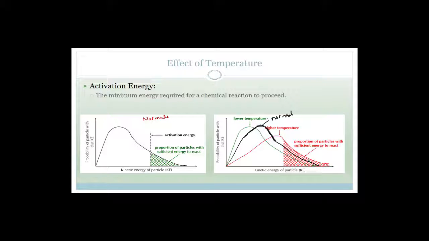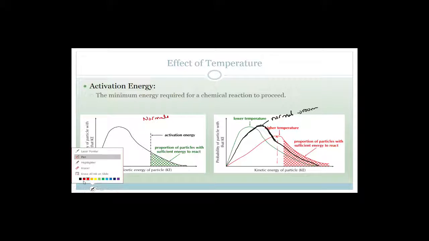Okay, so this is the normal. We have to actually draw in the normal one. The normal one is the one at room temperature, okay? If we now increase the temperature, what happens? All the particles in the container get more kinetic energy. The average kinetic energy of the whole container increases, okay? So the energy of all the particles increases, which means your average at high temperature now moves over, okay?